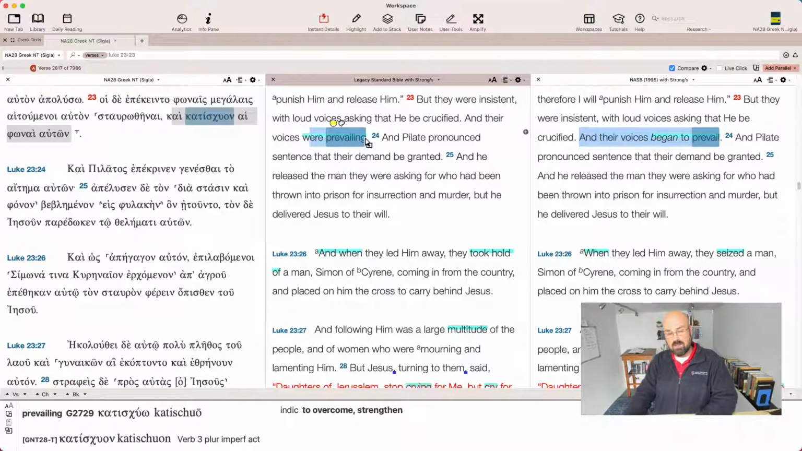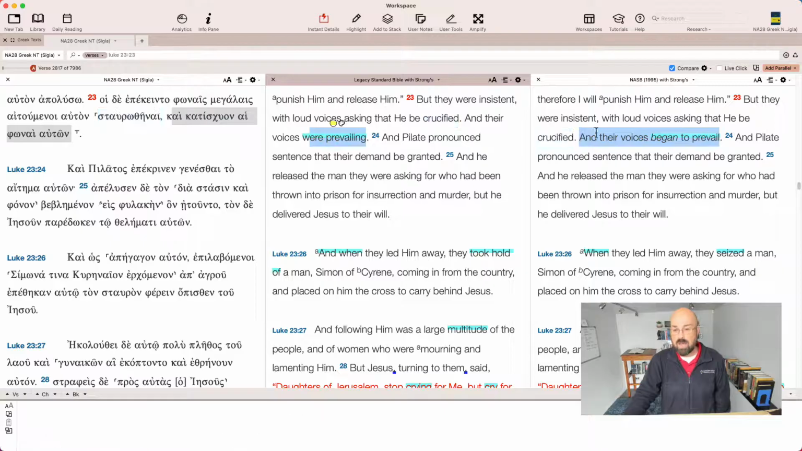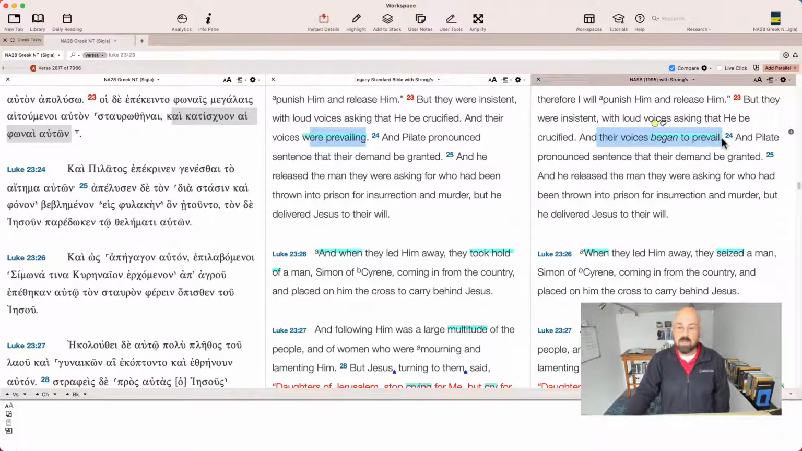Now, this is an interesting decision, and I would probably, in this case, tend to back the New American Standard here because "prevail" has this idea of actually coming about, right? There's an outcome where something ends up happening. And so from the lexeme itself, I would tend to favor "they began to prevail" over "were prevailing." But nonetheless, it's not a big issue, and it doesn't change the meaning of the text in any significant way.